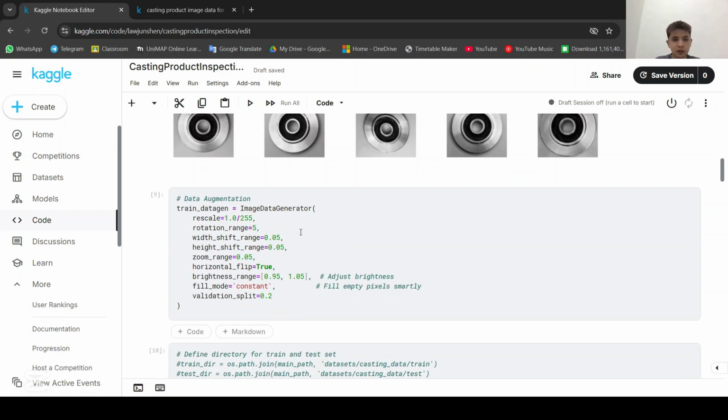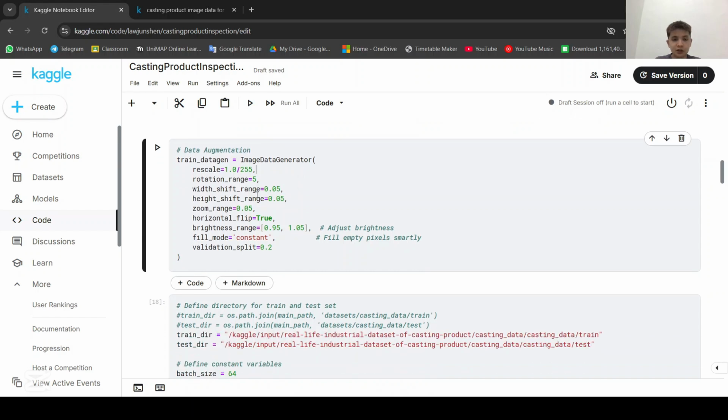What I do in here, the first one is rescaling the pixels to the range 0 to 1, so that it can fit into the convolutional neural network. Another thing is I apply the rotation range, width shift, height shift, zoom range, horizontal flip, to augment the data for better training and to prevent the overfitting issue.